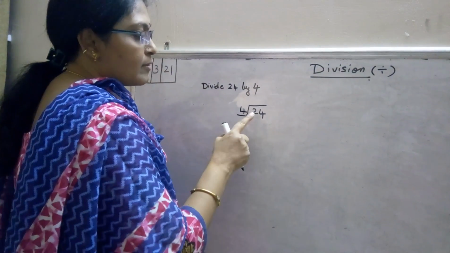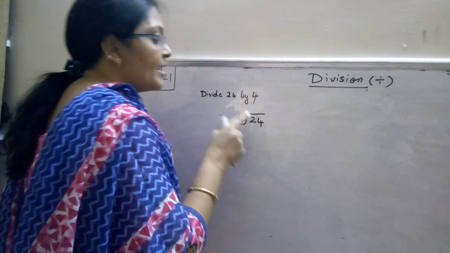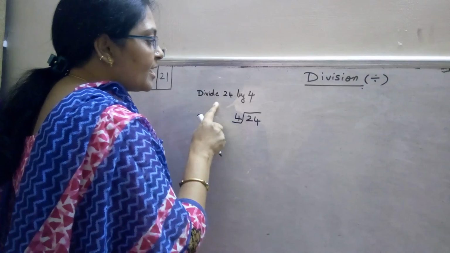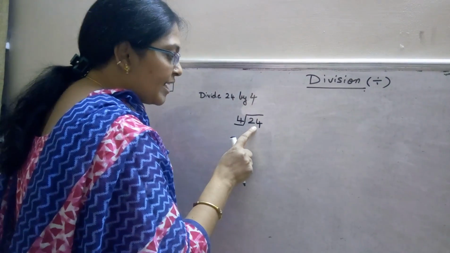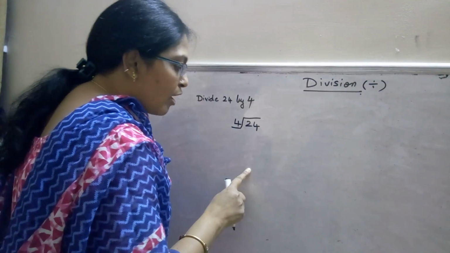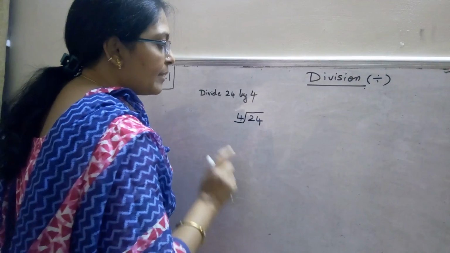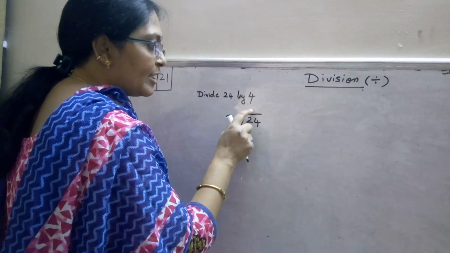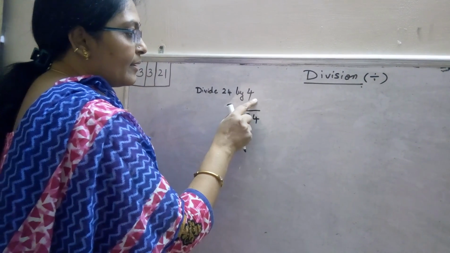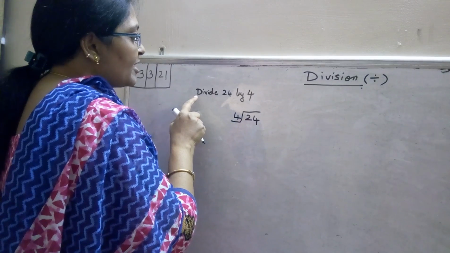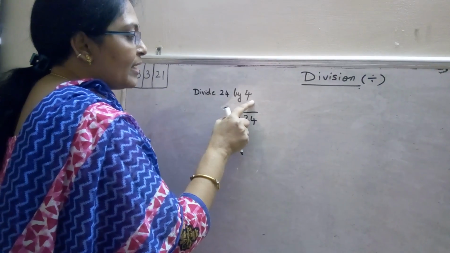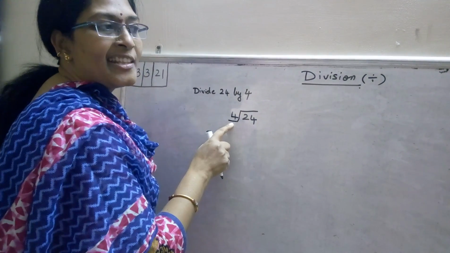What is the remainder? First remember, this is the dividend, this is the divisor. After solving this, you will get the quotient and also the remainder. First the quotient will be written here. You should write the quotient here. Now, when the question is given, divide 24 by 4, first you have to write it in this form.